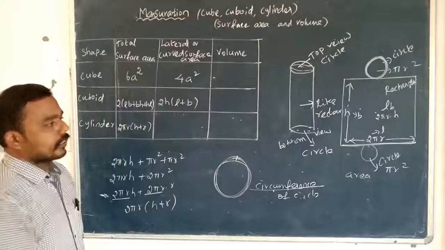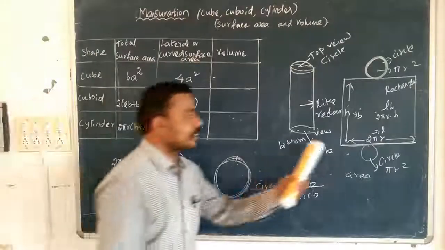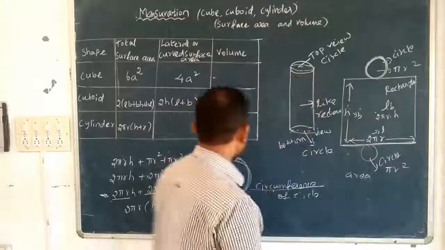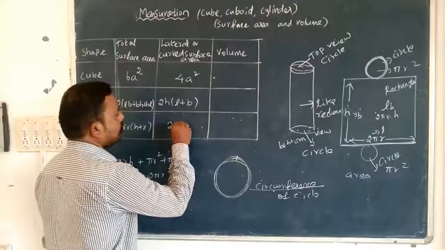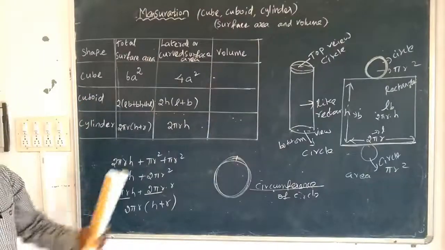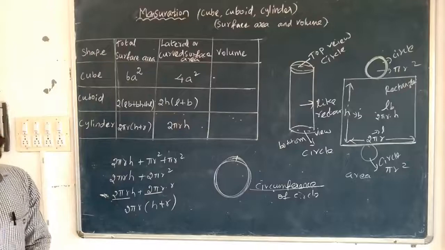But think about the curved surface area, only this curved area. Already we studied this is the rectangle area, 2 pi r into h. So just the curved surface area is only 2 pi r h, and this one, the total, is 2 pi r into (h plus r).